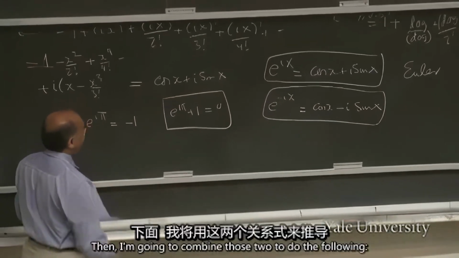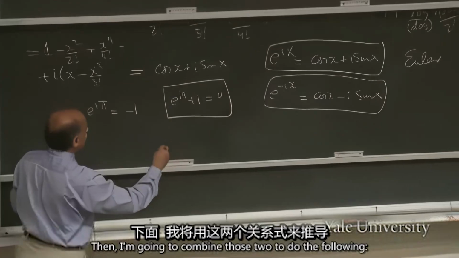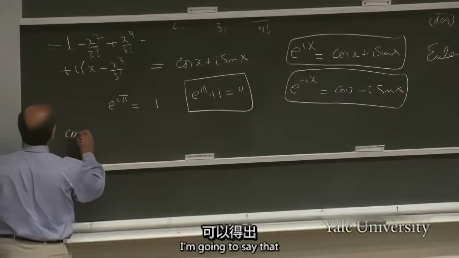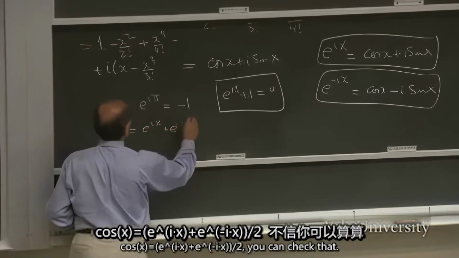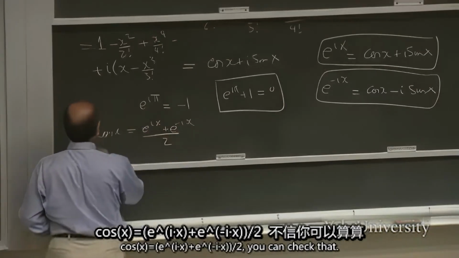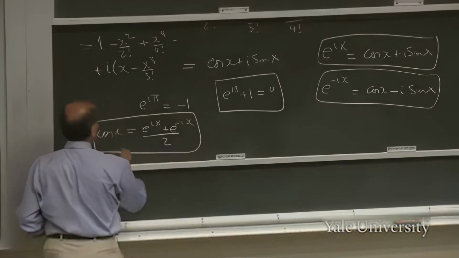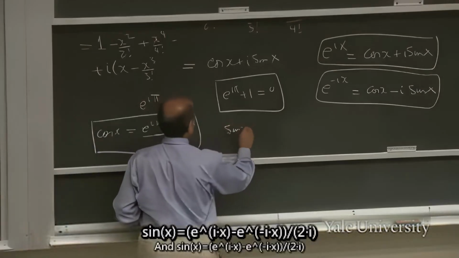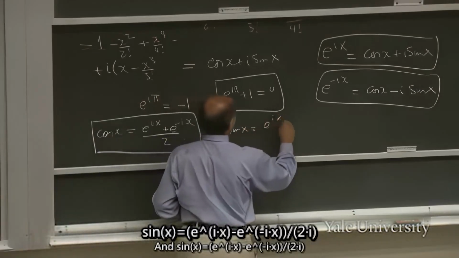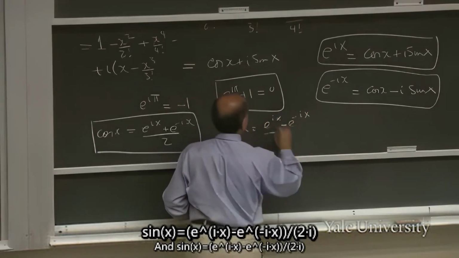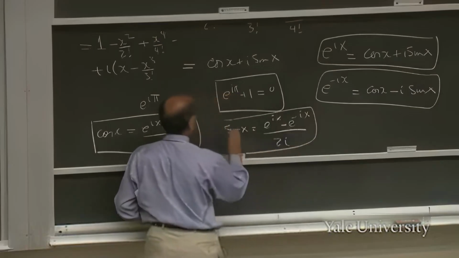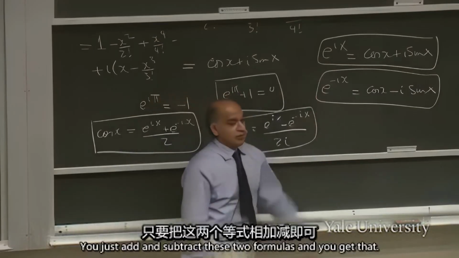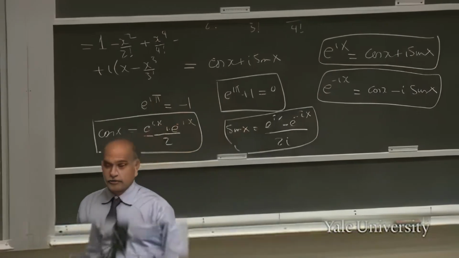Then I'm going to combine those two to do the following. I'm going to say that cosine x is equal to e to the ix plus e to the minus ix over 2. You can check that. And sine x is equal to e to the ix minus e to the minus ix over 2i. You just add and subtract these two formulas, and you get that.